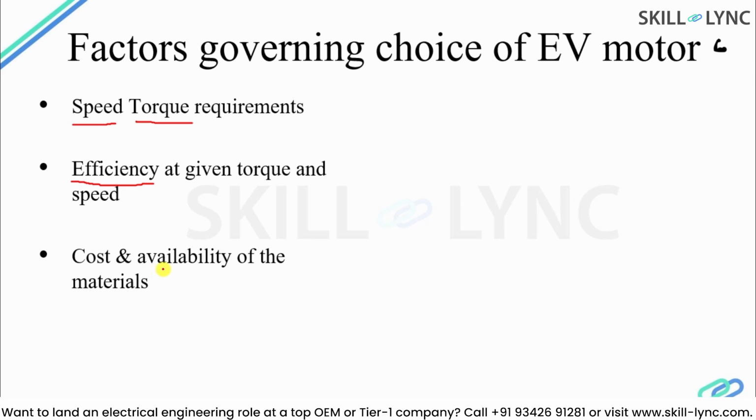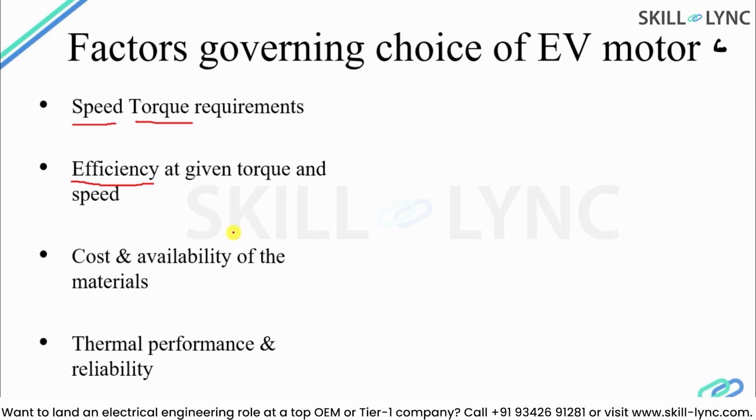So the cost and availability is going to be the deciding factor for the choice of EV motor, because once you design a motor, that design will go into manufacturing, and for at least 5 to 10 years that particular motor will be in operation and in repair and maintenance. So you need to be sure that for that much duration of time the similar type of material will be available, which is decided at the time of design. So this is another important factor.